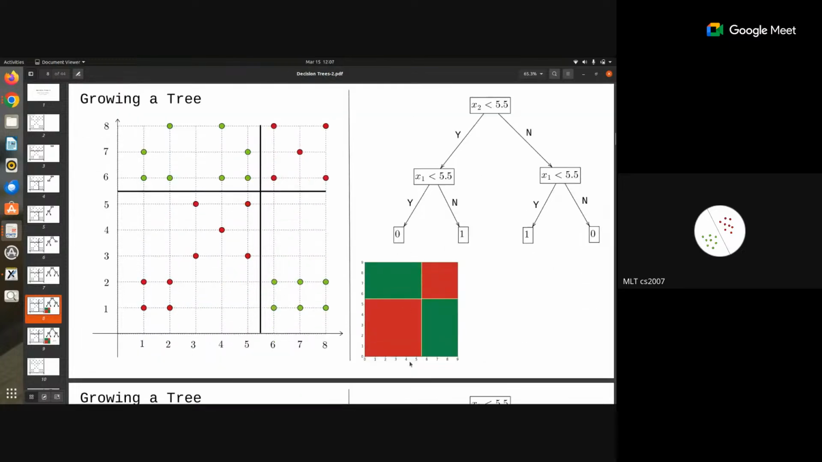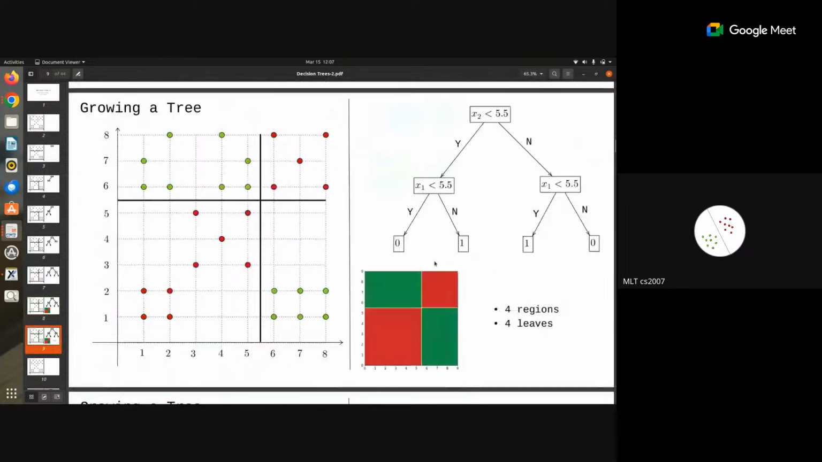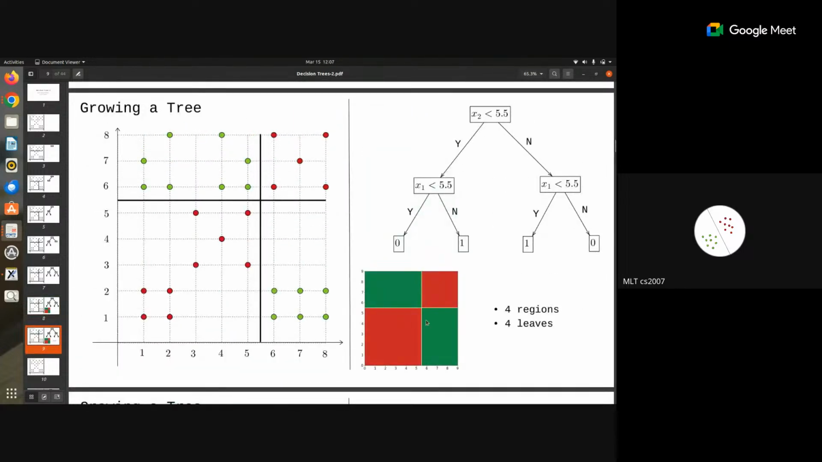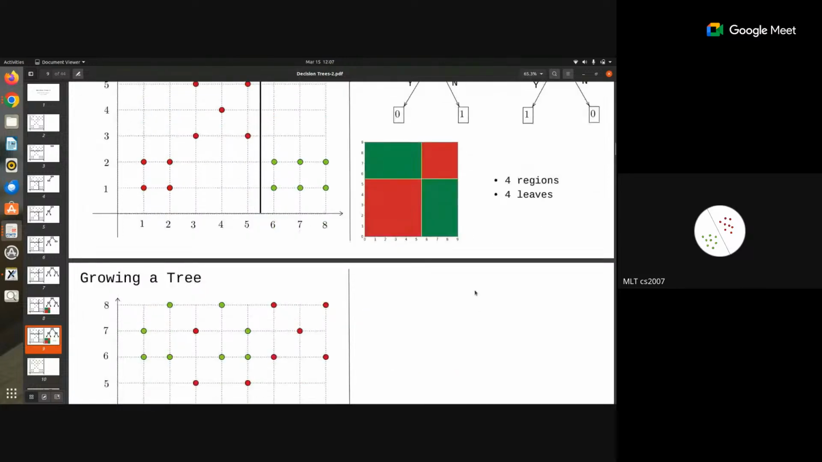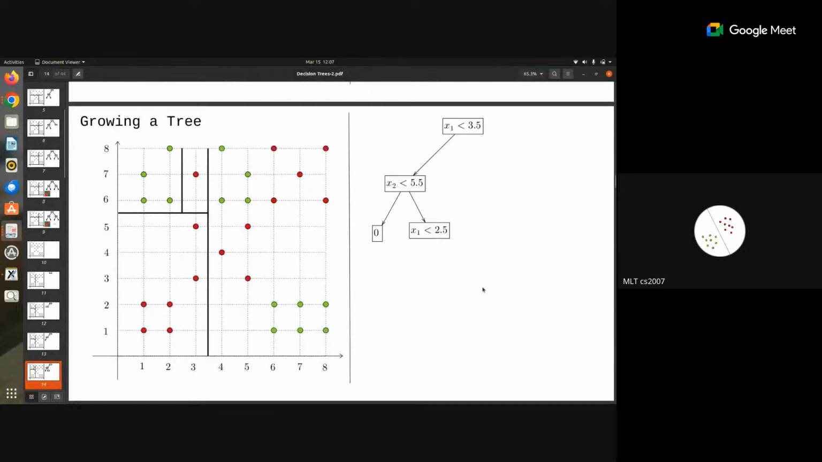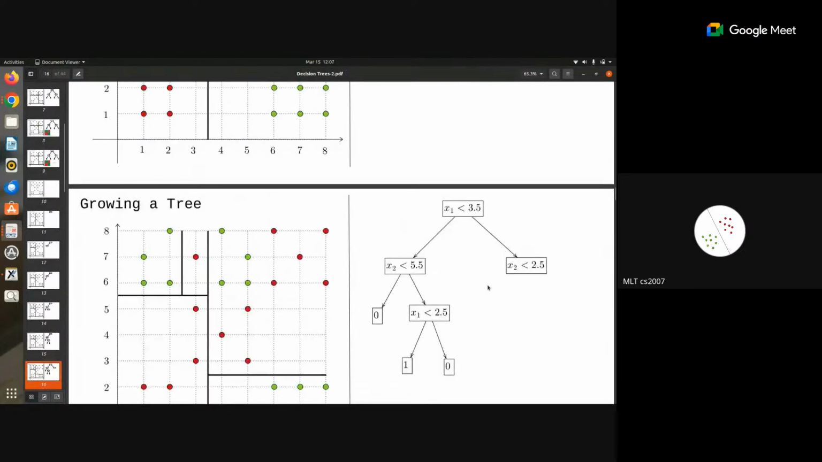Now, okay, these are the decision boundaries. Let's say these are the positive classes, and it is reasonable to understand. So you have 4 regions, 4 leaves. To get this, there are certain questions which are dependent on this.